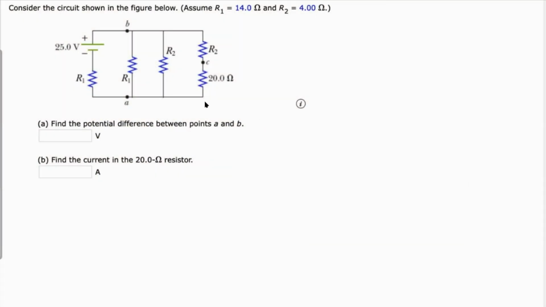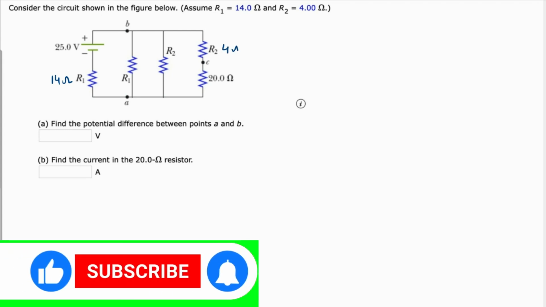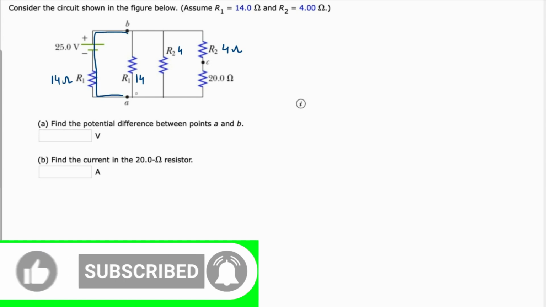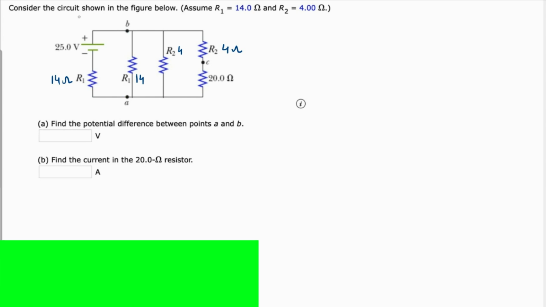Consider this circuit where the value of R1 is given as 14 ohms, R2 is given as 4 ohms, this R2 is also 4 ohms, and R1 is 14. So we have to find the potential difference between A and B. For that, let's just find the equivalent resistance and hence the current.